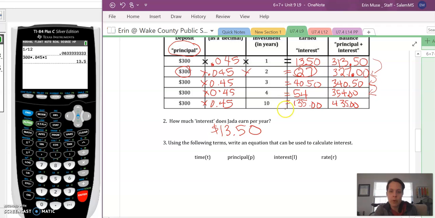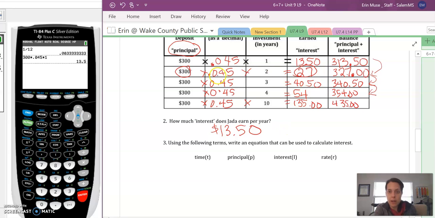So it comes to the 5th row where it's 10. Do you have to figure out the 5th, the 6th, the 7th, 8th, 9th, 10th year, or keep adding $13.50, or can you just multiply straight across? So what they want you to do is to write an equation that can be used to calculate interest.